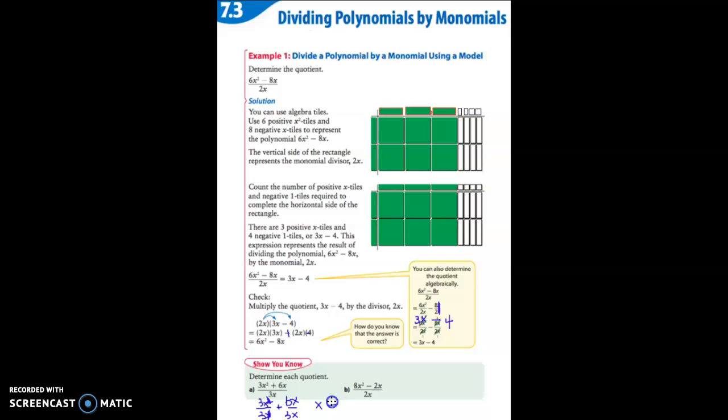plus, 6x divided by 3x, the x gets cancelled out, and then 6 divided by 3 is 2. So the quotient will give you x plus 2. Okay, you could go ahead and try this one out yourself.